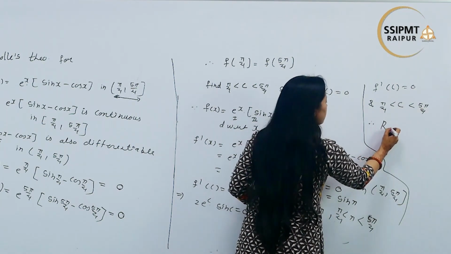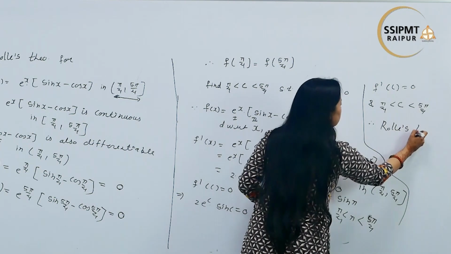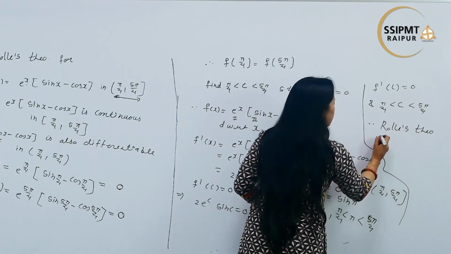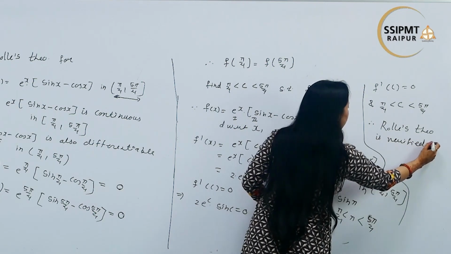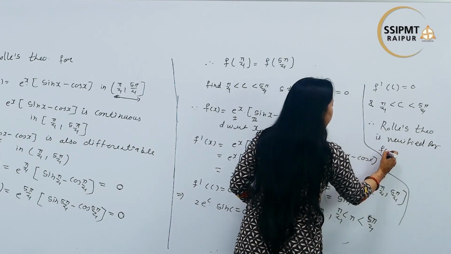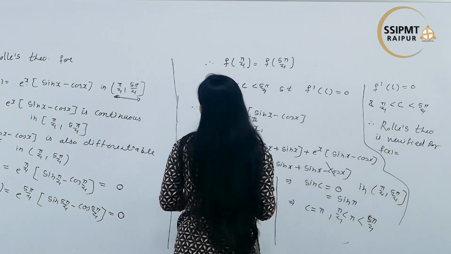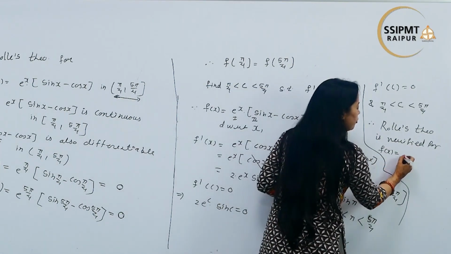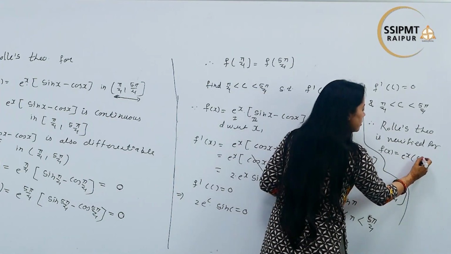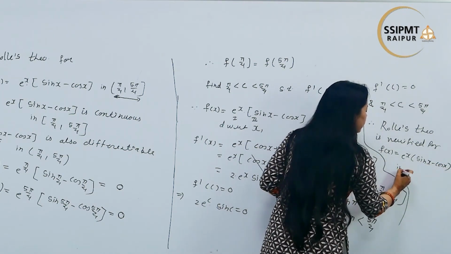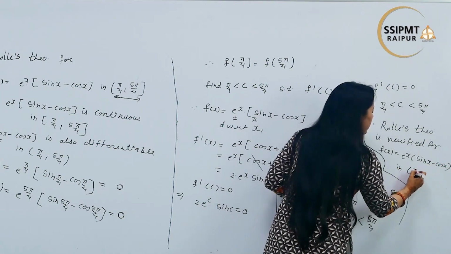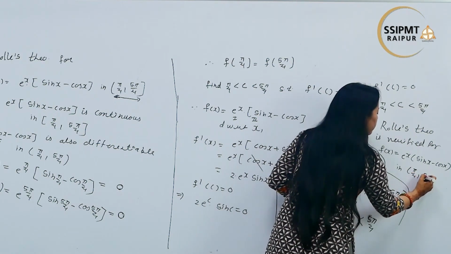Hence, Rolle's theorem is verified for f(x) = e^x (sin x - cos x) in the range pi/4 to 5pi/4.